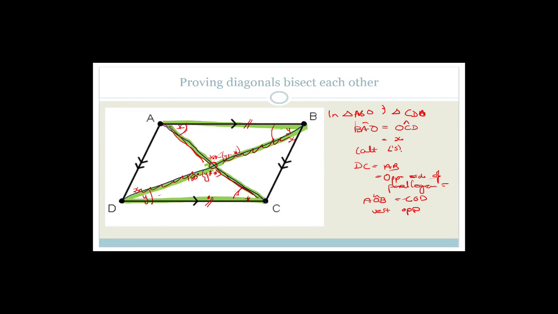Therefore we can say that these two triangles are congruent. Triangle AOB is congruent to triangle COD, and the reason is side angle, okay, so it's side angle. Therefore, it's pretty obvious that this length here is equal to that length, so AO is going to equal OC. And similarly, we can prove that DO is equal to OB. Therefore, the diagonals bisect each other.